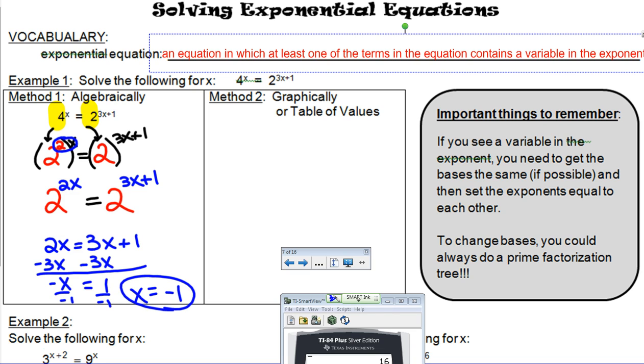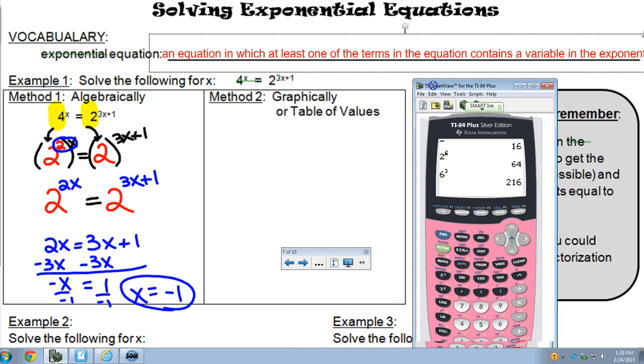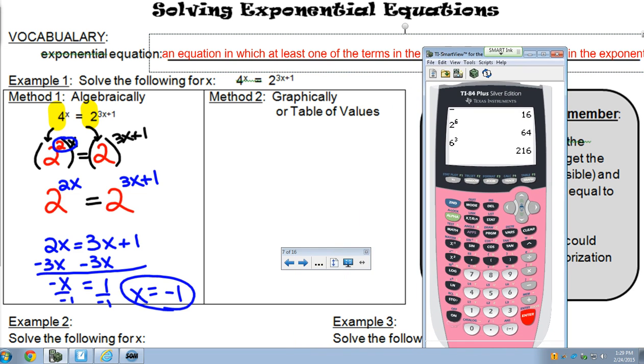And x is -1. So there is another algebra way. You'll learn in a few days from now what that is. But I also want you to keep in mind that you can always do these problems the graphic method or table method. You're going to put the left side of the equation, the original, in graph 1. You're going to put the other side of the equation, the way it originally was, in graph 2.